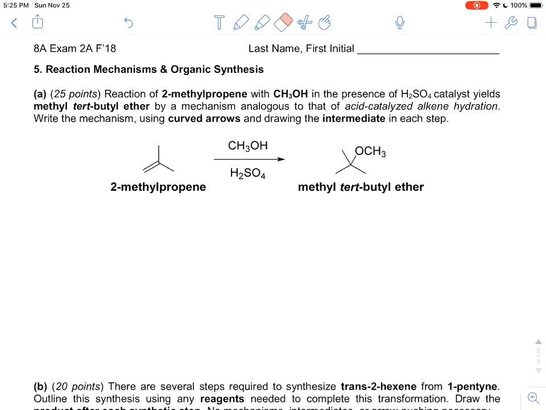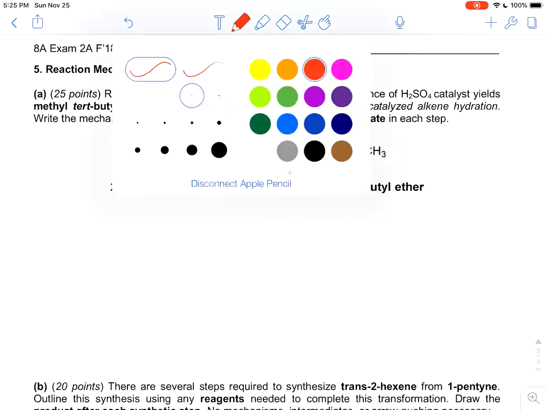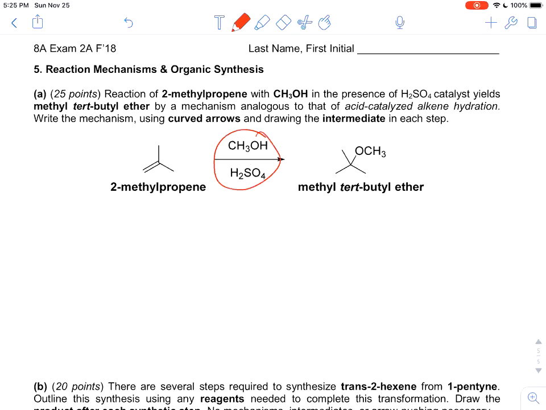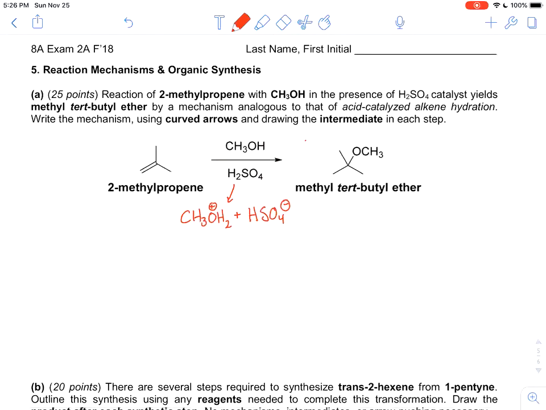Okay, so first thing that happens is we do simple acid-base chemistry between these two. And since we're under very acidic conditions, the first thing that happens is that these two react to make protonated methanol and bisulfate, or monobasic sulfate. This happens, once again, as an acid-base transformation. So even though this isn't really part of the mechanism, you could have just started with this guy here.